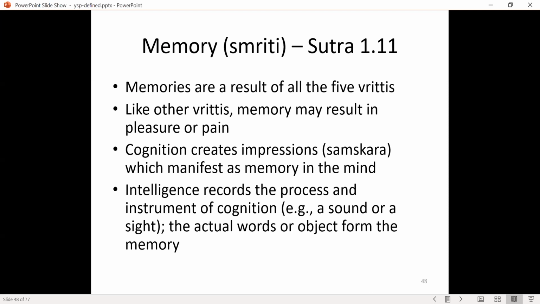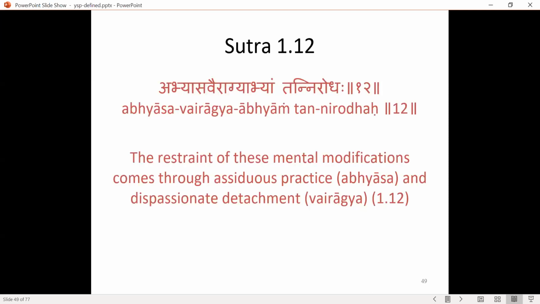5 vrittis. All right. Where do we move from here? Okay, sutra number 12 now. Let's read what it is.